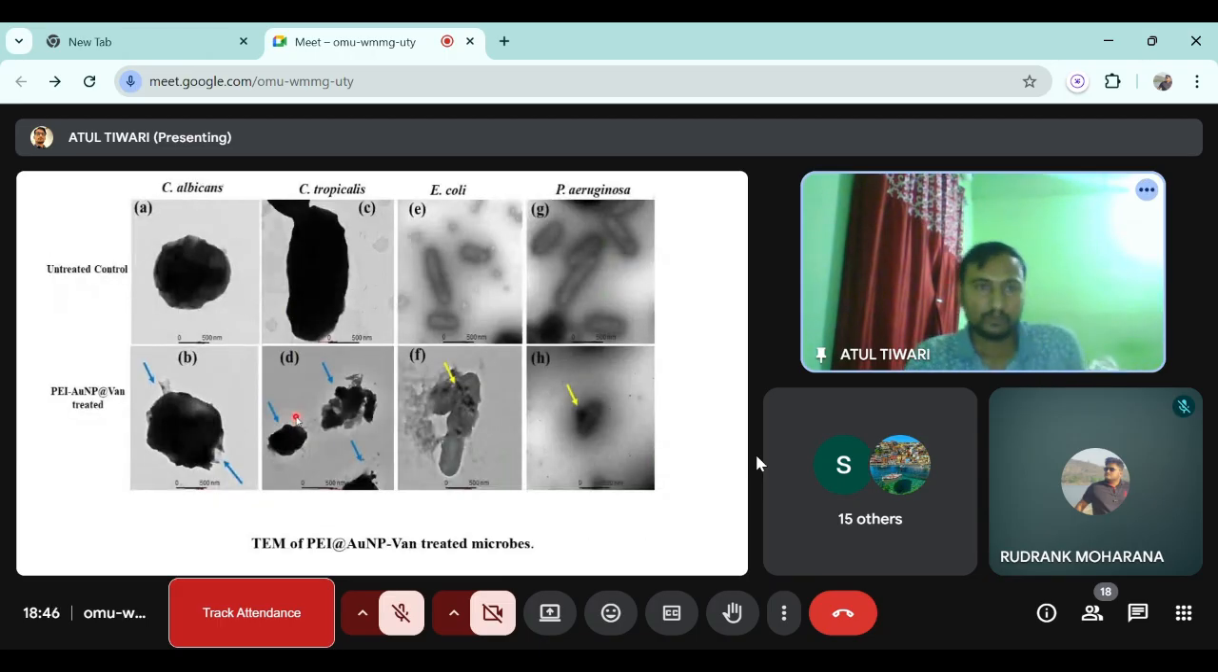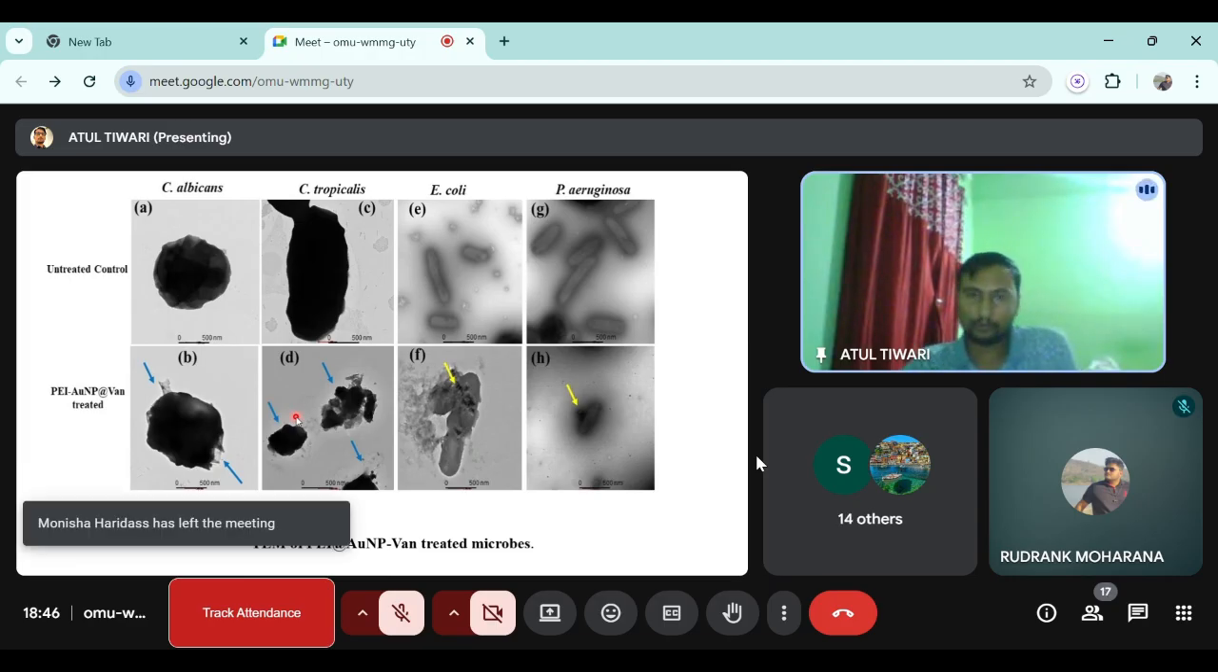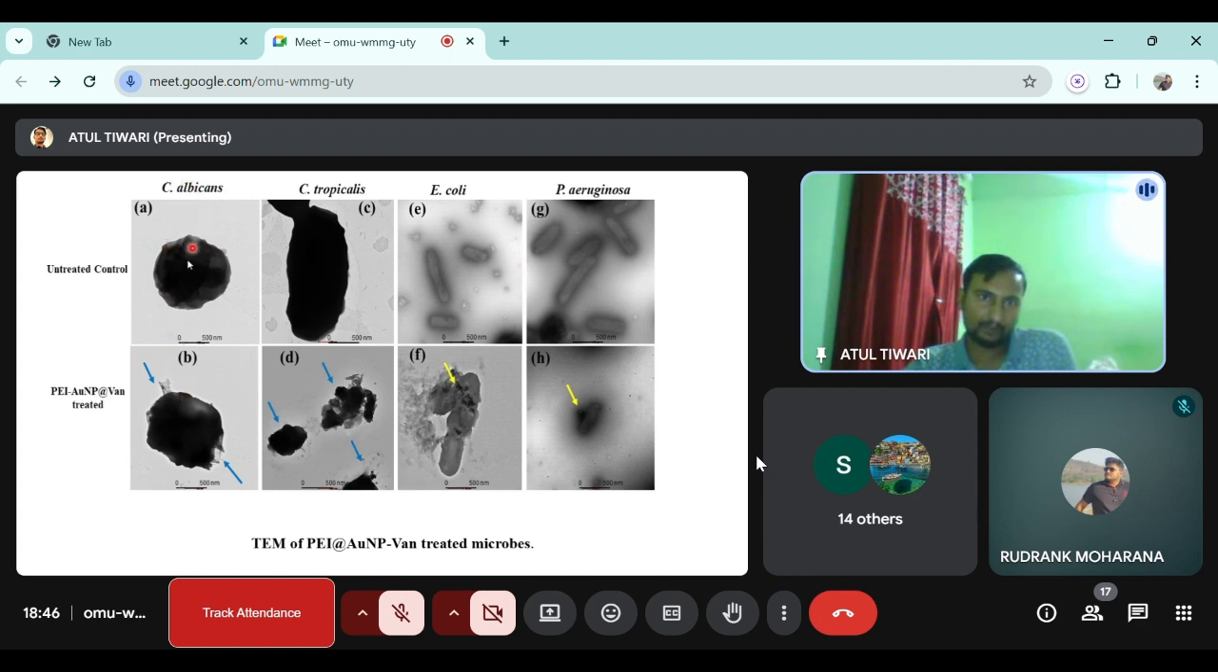Yes, here you can see the treated microbial strains. This plate is the control Candida albicans. Here you can see that treated Candida albicans have some pore and pore-like features with a cracked surface. But in the case of Candida tropicalis, the whole cellular architecture was collapsed.